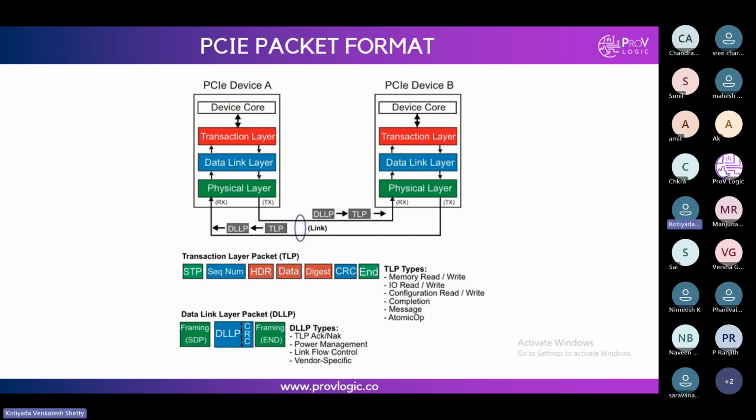Okay, the physical layer contains 2 parts. One is the electrical part and another one is the logical part. The job of the electrical part is how the device is detected from one end. For A and B, how both devices are connected, how the clocks are maintained. All these things happen in the electrical part.